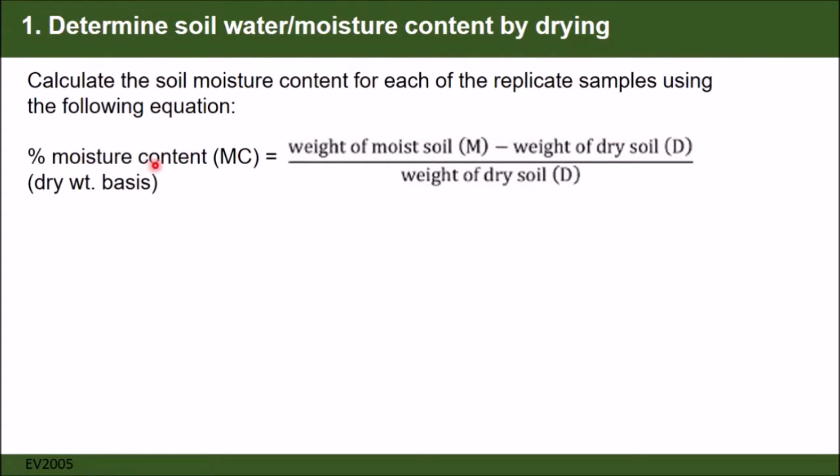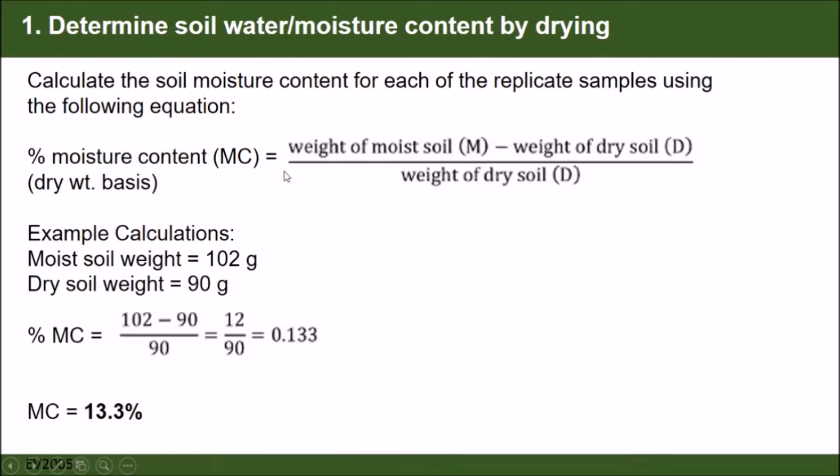If you think this through, it is very easy. You just put some soil in a vessel, weigh it, then you dry it in an oven, and then you weigh the dry soil. By just calculating the difference, you can calculate the water content. I'll give you an easy example here.